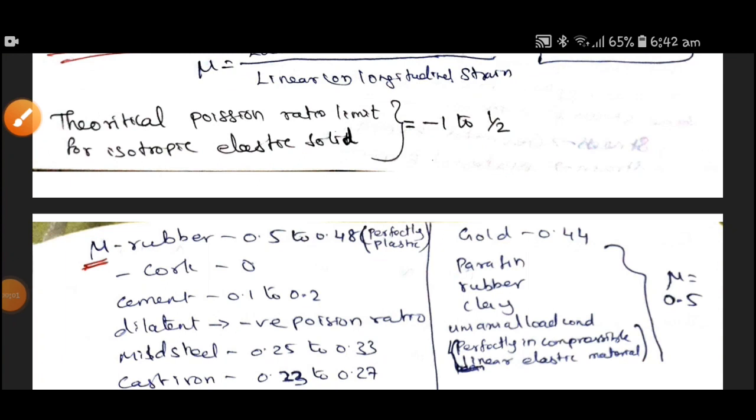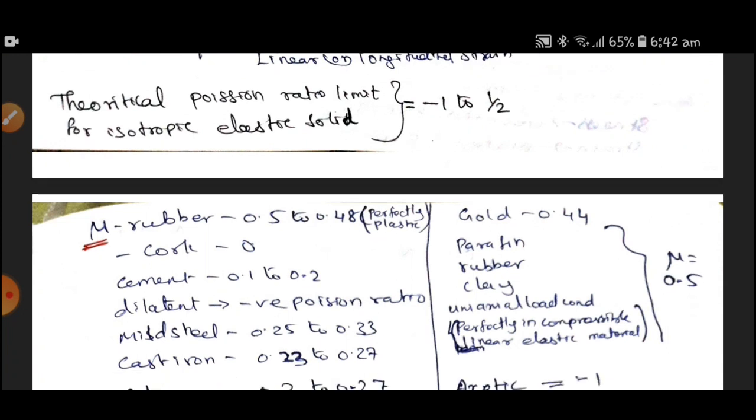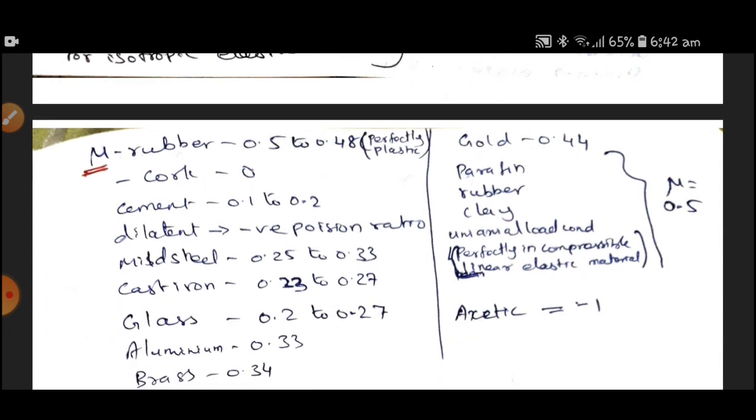The Poisson ratio for the different materials have been specified here. Mu is the Poisson ratio for rubber, 0.5 to 0.48. It is a perfectly plastic condition. For a cork, the Poisson ratio is 0. For cement, 0.1 to 0.2. For the dilatant material, there is a negative Poisson ratio.